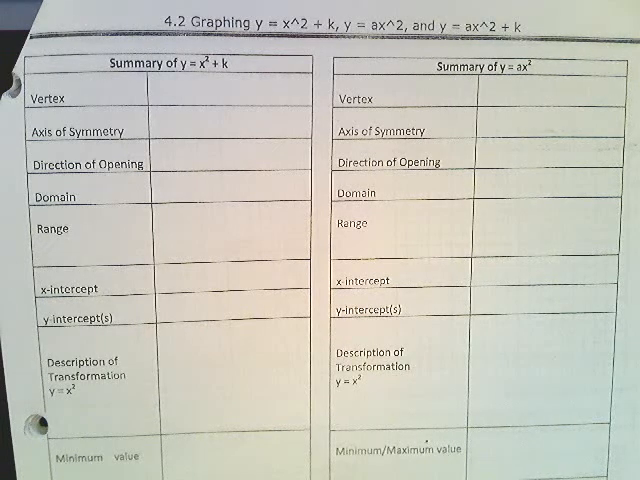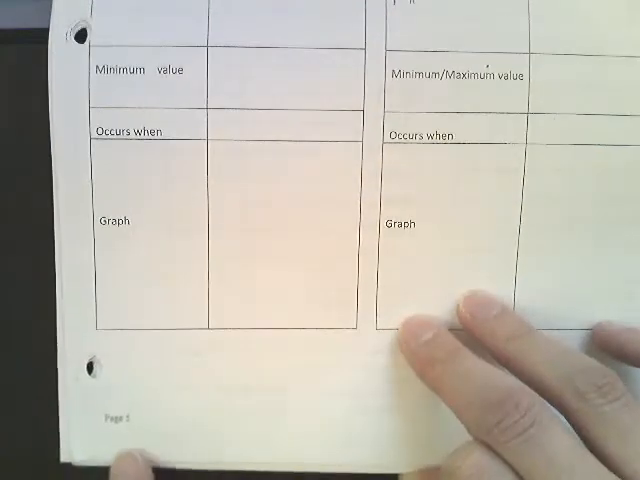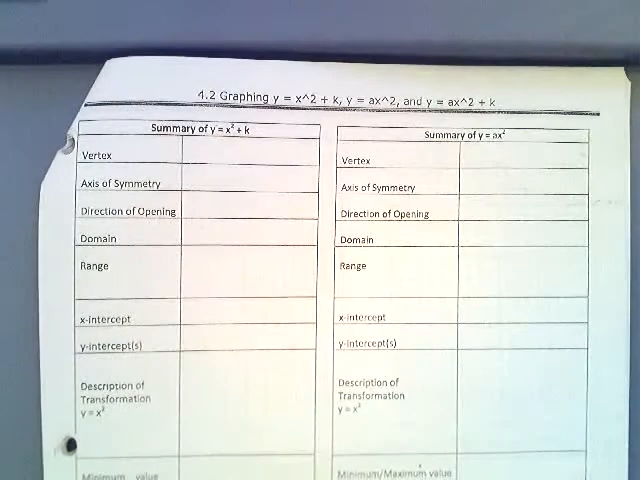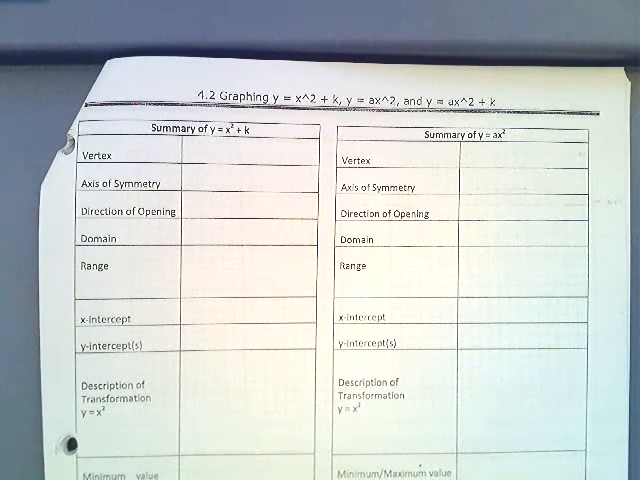So what I want you to do is open page 5. So it is 4.2, page 5. The page number is actually on the left bottom corner. Okay, so let's take a look at y equals x squared plus k first.